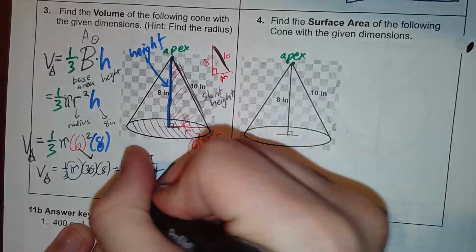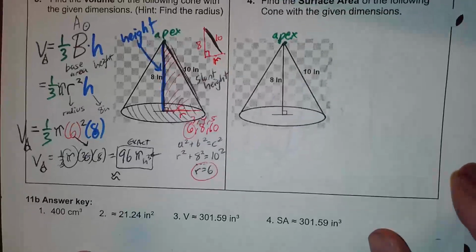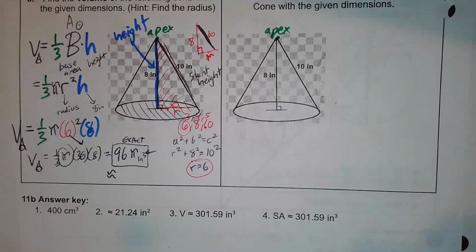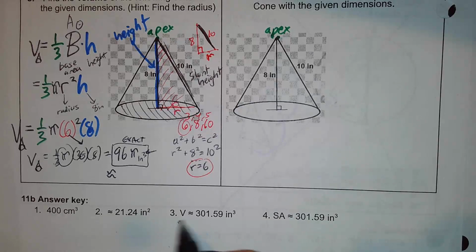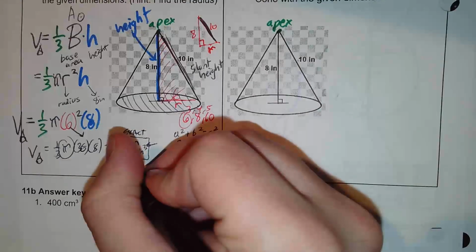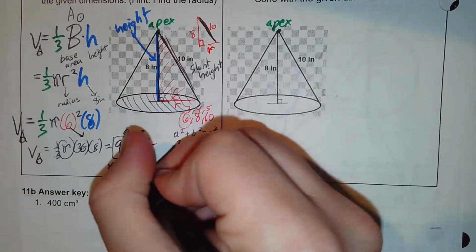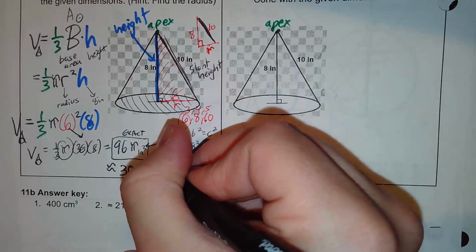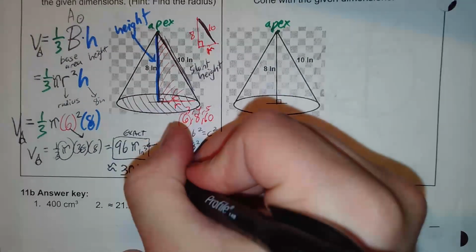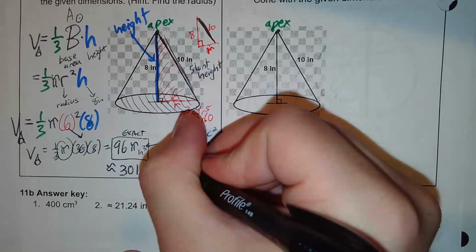But approximately that's going to be 96 times pi. That would be approximately 301.5928. And that's how we got the answer for volume, 301.59 inches cubed.